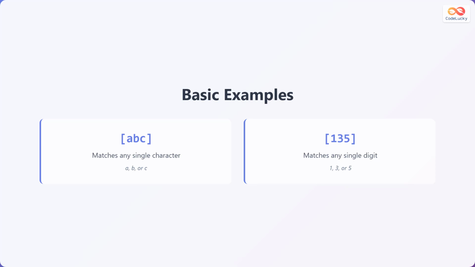Let's look at some basic examples of character classes. First, the pattern [abc] matches any single character, a, b, or c. Second, the pattern [135] matches any single digit 1, 3, or 5.